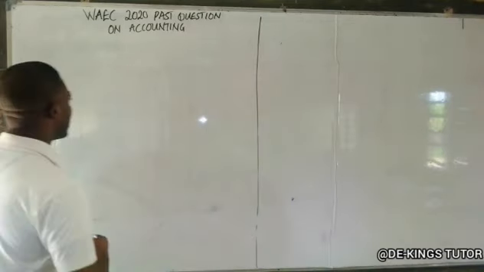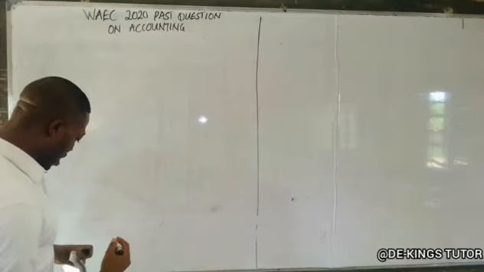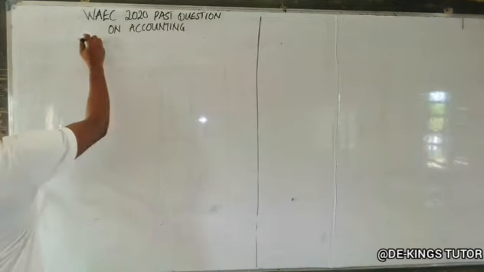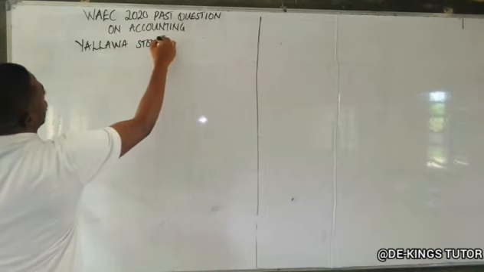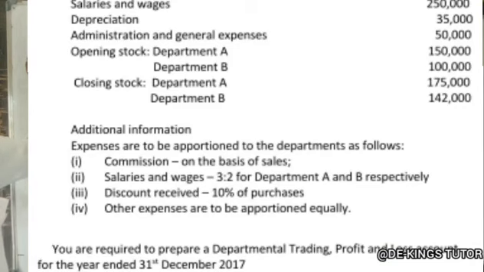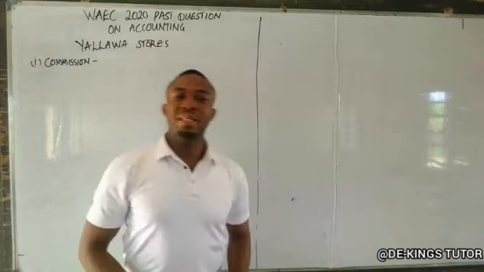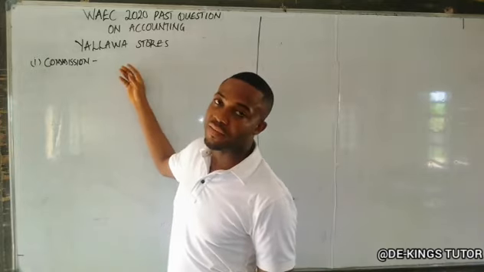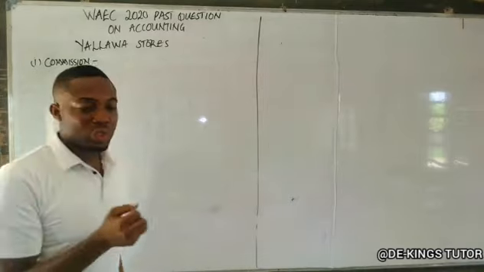The apportionment of the expenses. The name of the owner, Yalawa Stores. So the first one is for commission. They said we should apportion it on the basis of sales. What does that mean? It means that the expenses they made on commission is as regards the amount of sales they have. So we have to check in the question if sales was given for Department A and B, get the total sales and use it to apportion the expenses on commission.